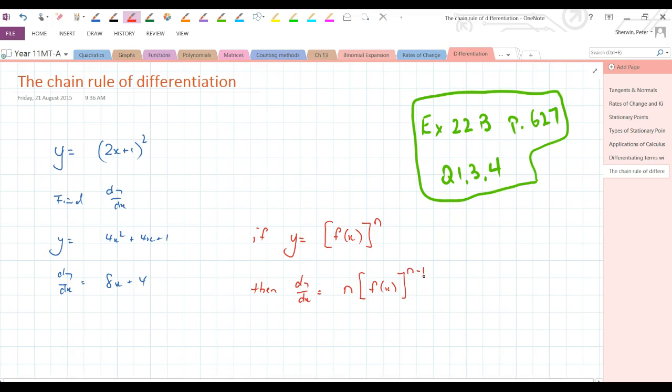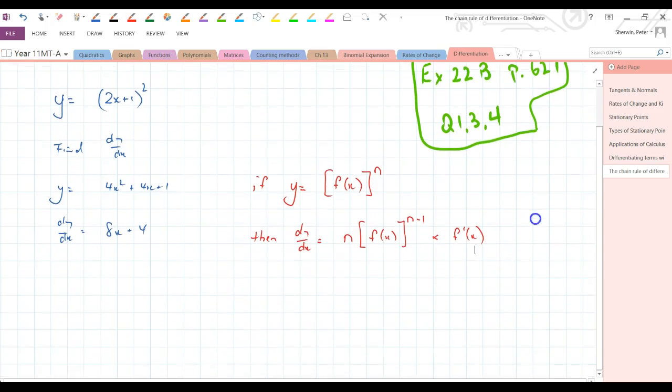Now this is looking very familiar, isn't it? Bring the n down, hold that as is, and then reduce the power by 1. But the chain rule addition to this, because this is now a function of x, it's not just x, is that we multiply by the derivative of that function. Okay, so that's the chain rule there.